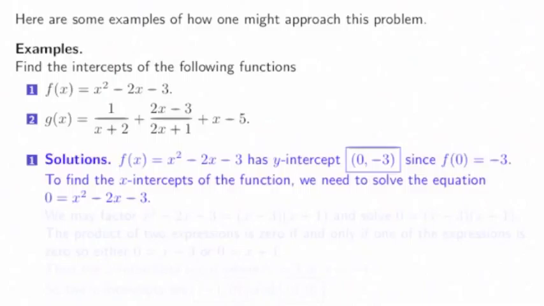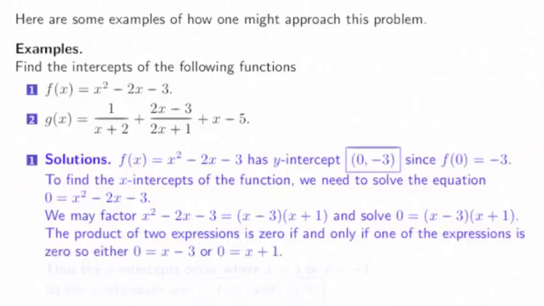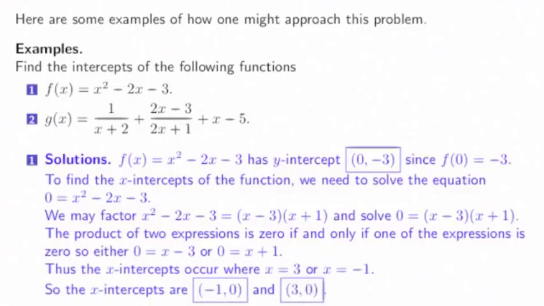This is a quadratic, and we can factor the quadratic into x minus 3 times x plus 1 and solve 0 equals (x minus 3)(x plus 1). The product of two expressions is 0 if and only if one of the expressions is 0. So either 0 is x minus 3, the expression on the left, or 0 is x plus 1, the factor on the right. Thus the x-intercepts occur where x is 3 or x is minus 1. So the x-intercepts are the points minus 1 comma 0 and 3 comma 0.